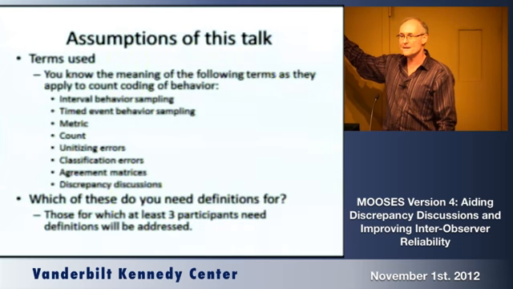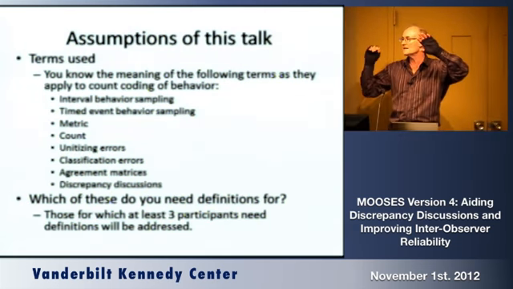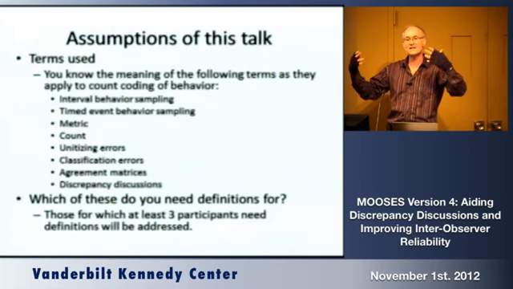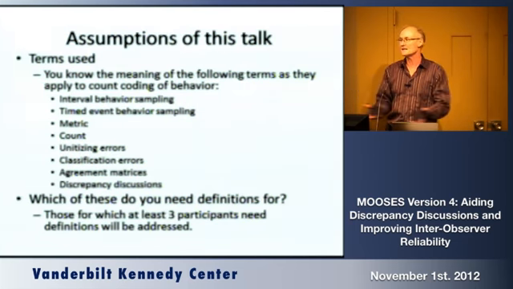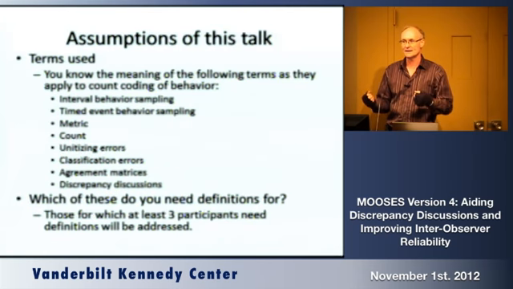unitizing error. Unitizing error is one in which I see an event, but you don't. So a relevant event, an event that is a part of the coding system that you're coding. It's an error in the sense that we disagree on the occurrence of any relevant event occurring. I'll give you some examples about this later.